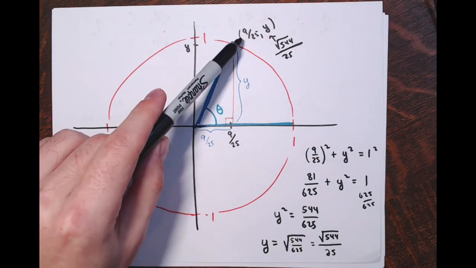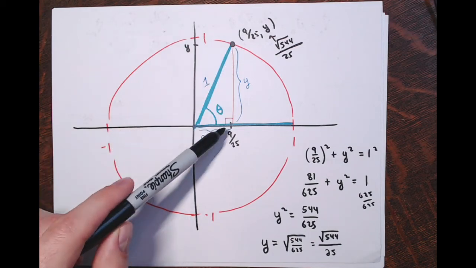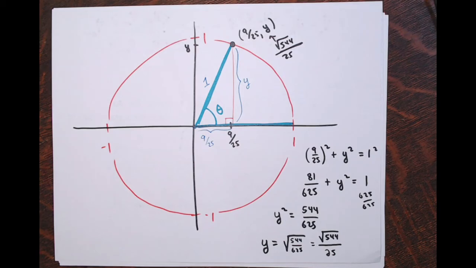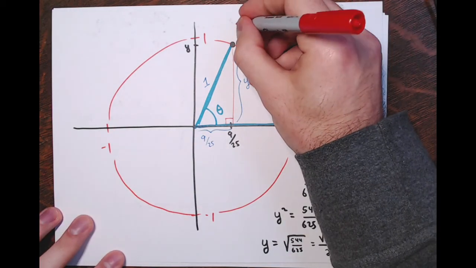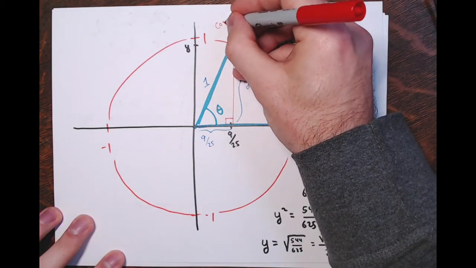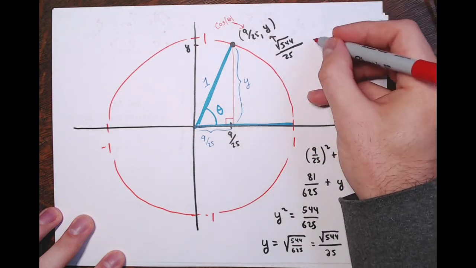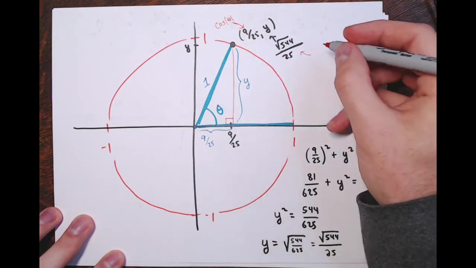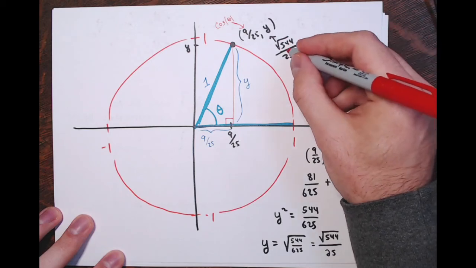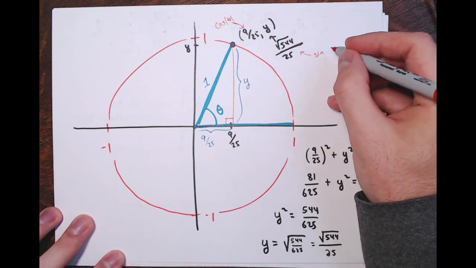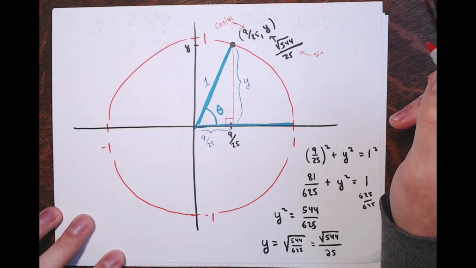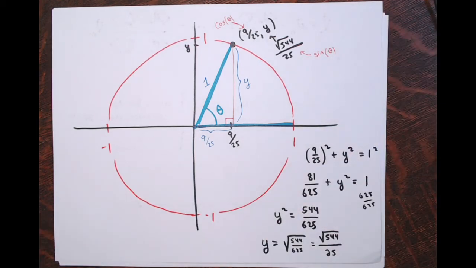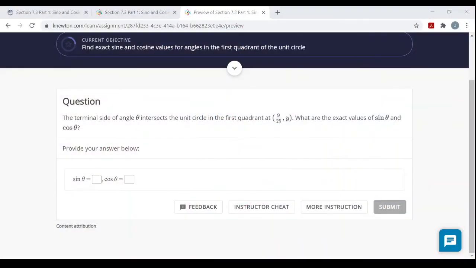Remember, the x coordinate of a point on the unit circle is going to be the cosine of the angle. So 9/25 is the cosine of this theta. And then the y coordinate will be the sine of the angle. So this square root of 544 divided by 25, that'll be the sine of this angle theta. Okay, so those are what I'll enter back here.